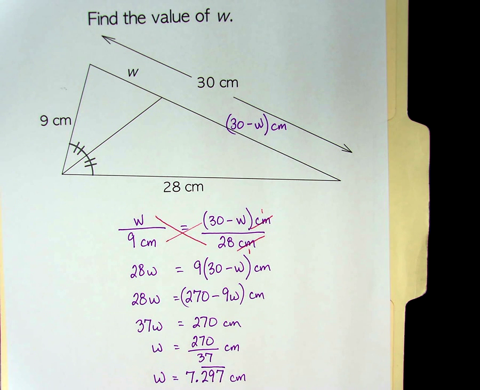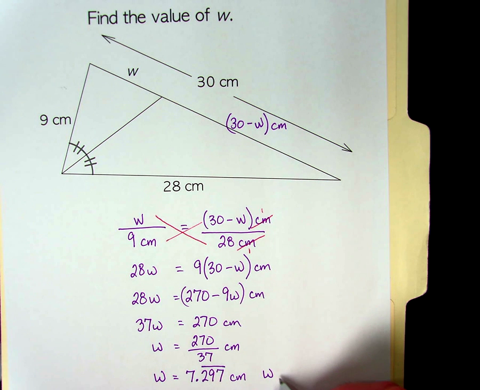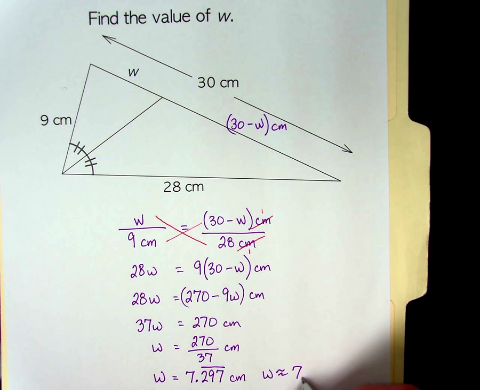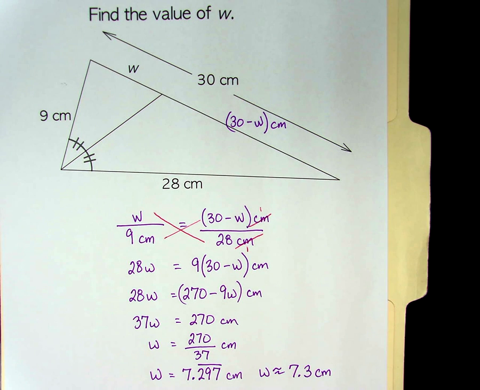centimeters. Depending upon the problem itself, it might ask you to round to the nearest tenth of a centimeter. So in that case, we'd say that W is approximately 7 point. Now we have to see, is it closer to 2/10 or 3/10? If we look at the next digit, anything 5 or greater, we would round up to the next tenth. So this W would be approximately 7 3/10 centimeters. So those two examples show how we can apply the triangle angle bisector theorem.